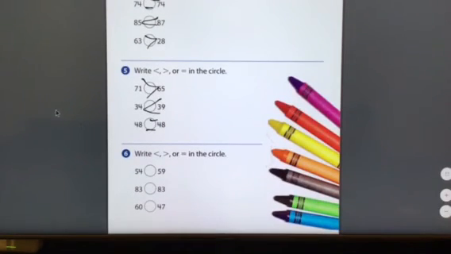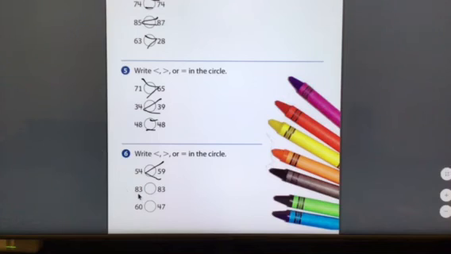Number 6, you have 54 and 59. First, you look at the tens place. They both have a 5 in the tens place. So now you look at the ones place. This one has a 4 and this one has a 9. 4 is less than 9. Therefore, 54 is less than 59.